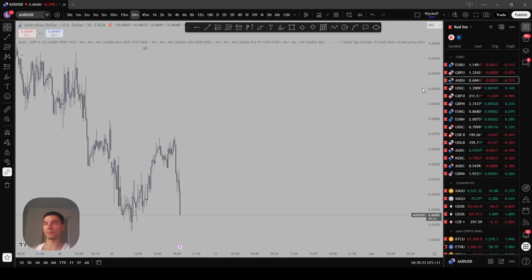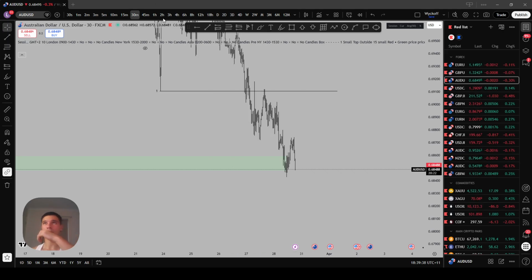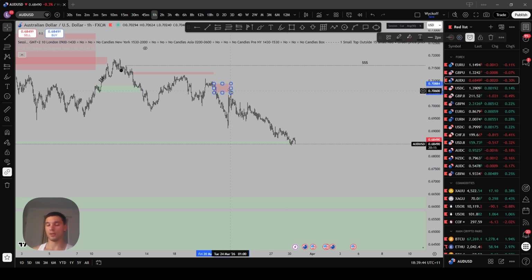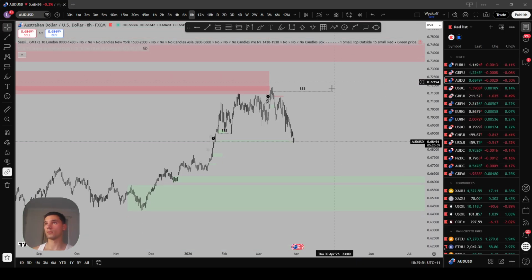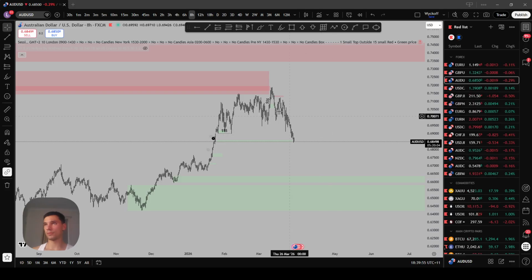AUD USD. I had a look at this briefly earlier. They're all looking the same. This has been invalidated. This can go. Not really focused on that liquidity anymore.